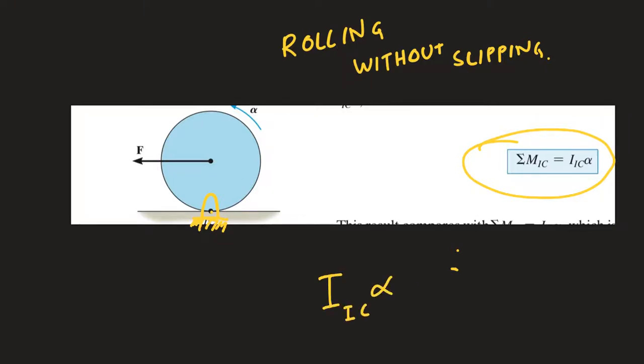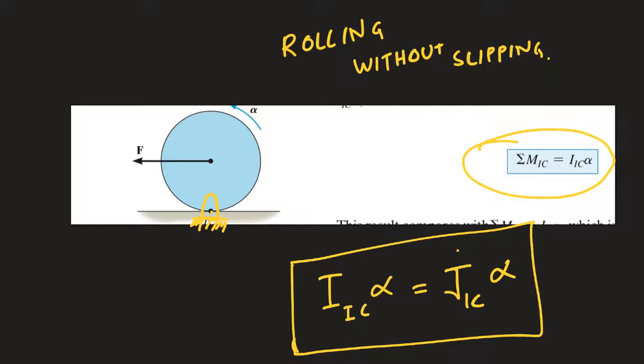I_IC times alpha, where I_IC is the same as J_IC, which is the polar mass moment of inertia of the system about the instantaneous center. It's actually about an axis that is perpendicular to the plane as well as passing through the instantaneous center. So that's it. Using the concept of instantaneous center, three equations are getting reduced to one. Initially there were three equations for general plane motion. Now, using the concept of instantaneous center, I can bring it down to one single equation.